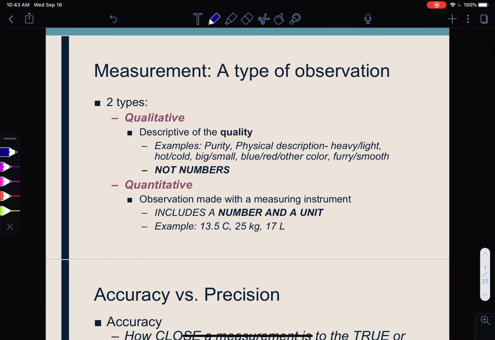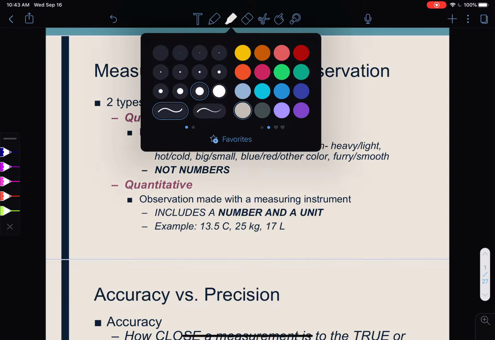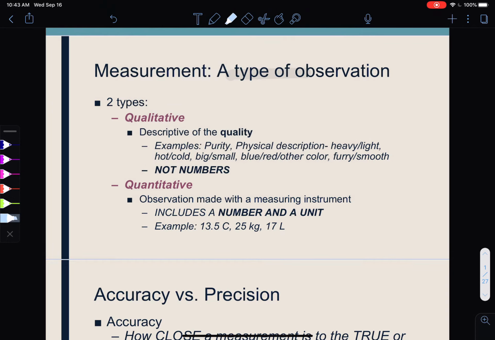So the first thing that we have to look at is the two types of observation that we can have. Okay, so you have two types of measurement that you can have. All measurement is a type of observation. So you can observe the quality of things, and you can also observe the quantity of something. So we have qualitative and we have quantitative.